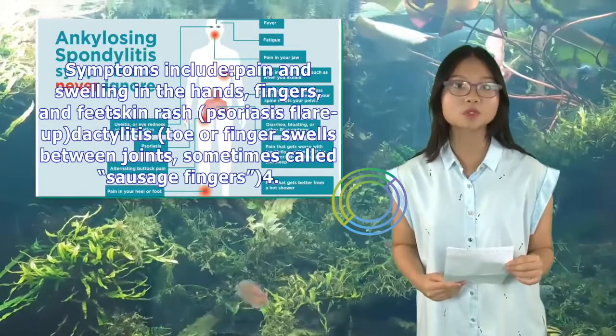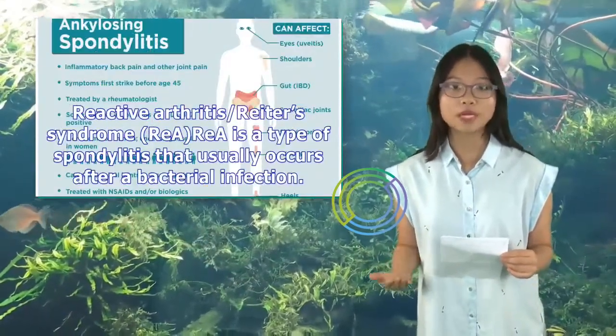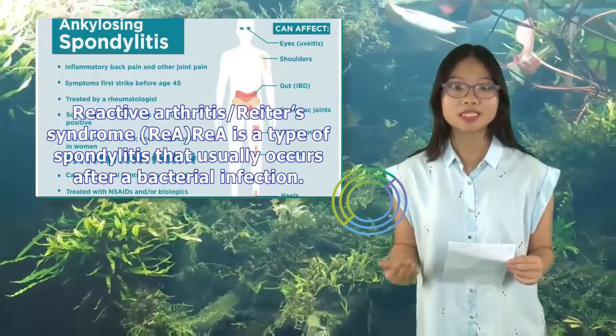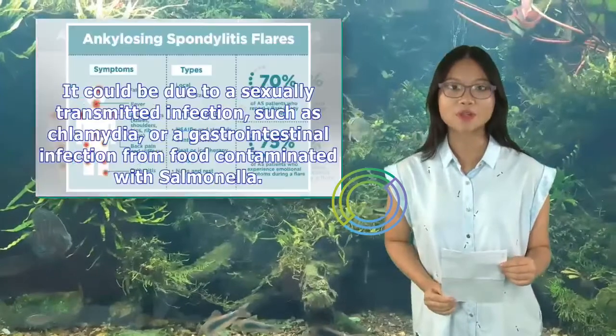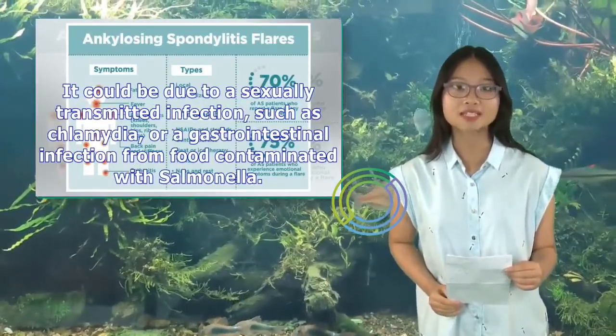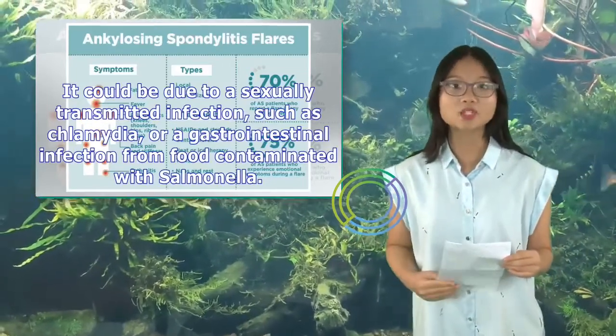4. Reactive arthritis, or Reiter's syndrome. RIA is a type of spondylitis that usually occurs after a bacterial infection. It could be due to a sexually transmitted infection, such as chlamydia, or a gastrointestinal infection from food contaminated with salmonella.